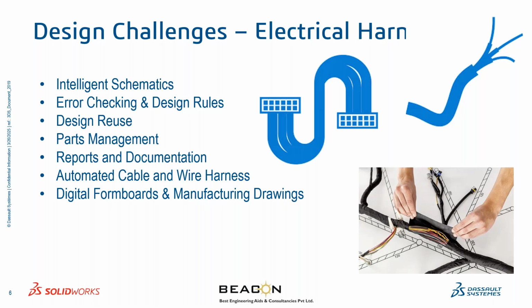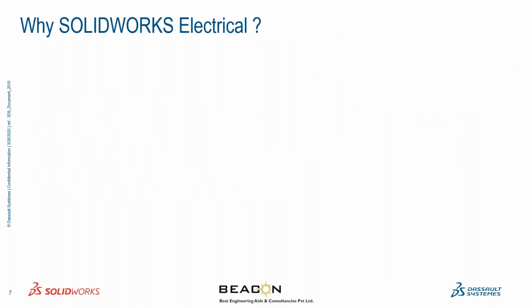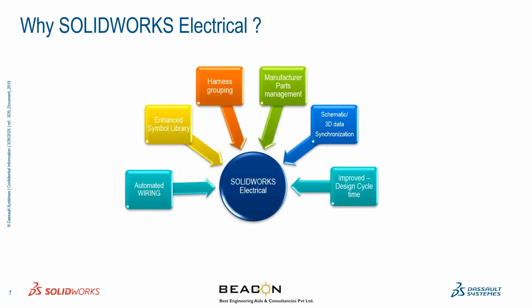Okay, so automated cable wire harness is a design challenge for the harness industry, because this is not provided by all software, right? So digital form boards and manufacturing drawings are also things that are not yet fully available. That is one of the major challenges in electrical harnesses, so we can continue on to the design scenario, where we have seen all the electrical challenges and the harnessing challenges. Now, how do we tackle all of this, right? So, with the help of SolidWorks Electrical, what can you tackle? That is the major thing that we want to cover here.